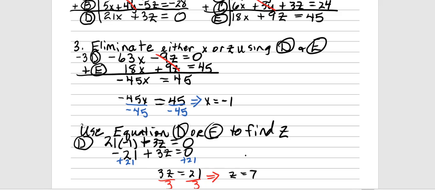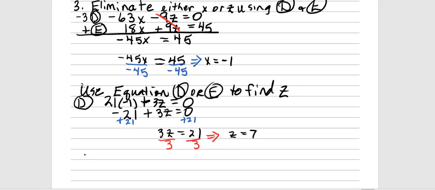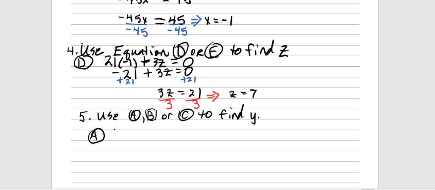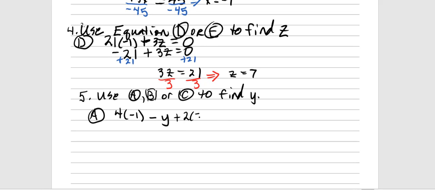So I now have x, I have z, and of course I now need to find y. So my fifth step will be to use A, B, or C to find y. So 4 times minus 1 minus y plus 2z, so plus 2 times 7. So negative 4 minus y plus 14 equals 7.